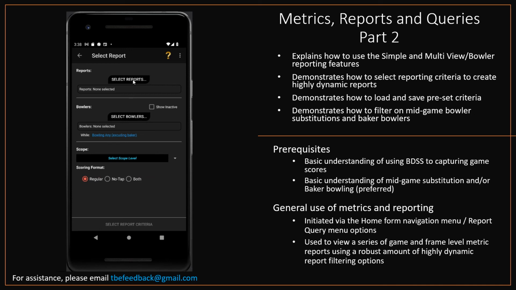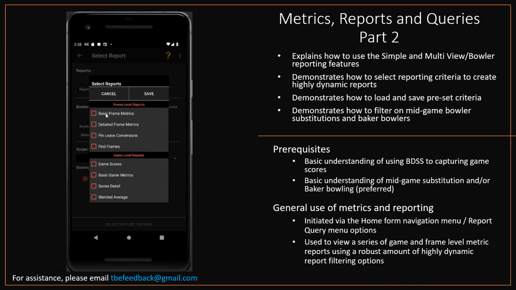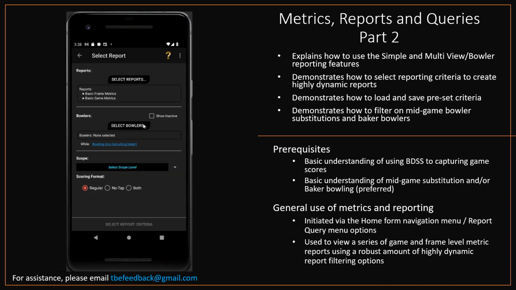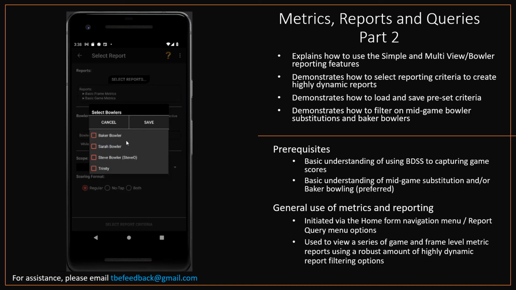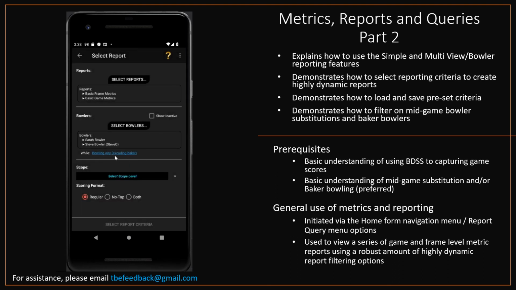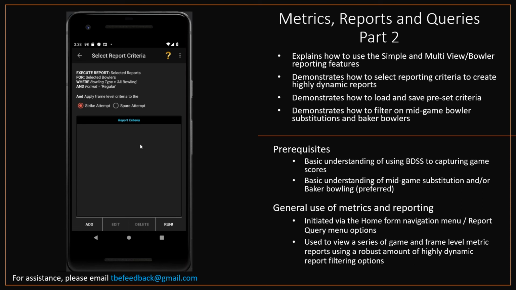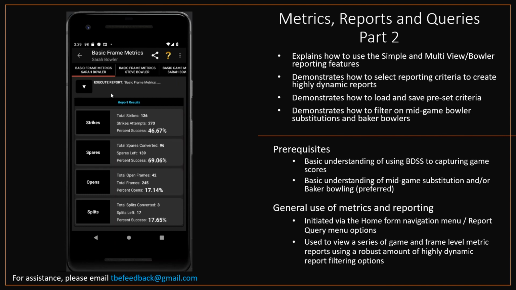So let's do a quick example. Click on select reports, and I'm just going to choose basic frame metrics and basic game metrics and click save. And then I'm going to click on bowlers, and I will select Sarah and Steve and click save. We will keep while the same. For this example, I'll choose all bowling, and we'll keep regular and select report criteria. And I'm not going to add any criteria for this. I'm just going to click run. And what you see is four tabs. You see two tabs for Sarah and two tabs for Steve.